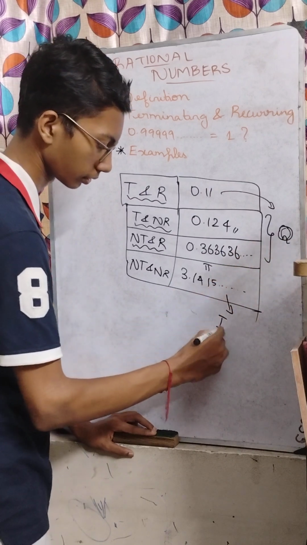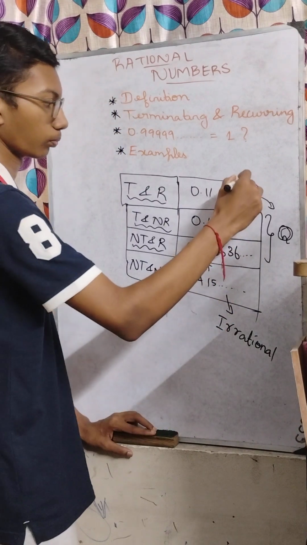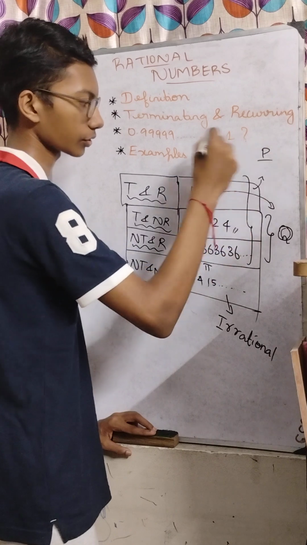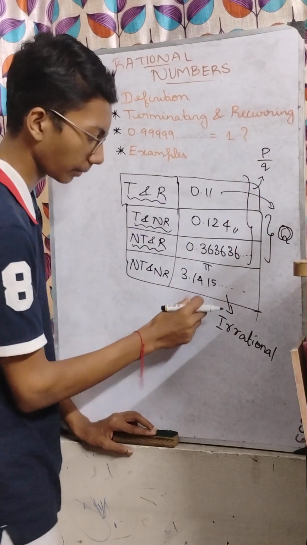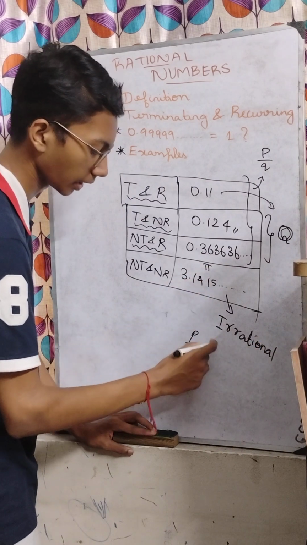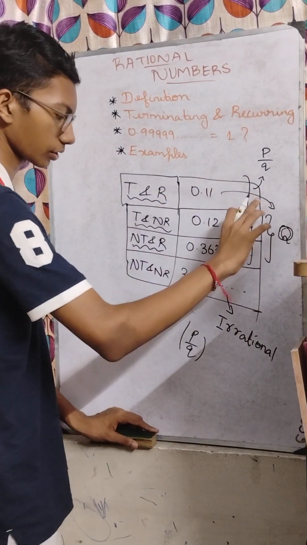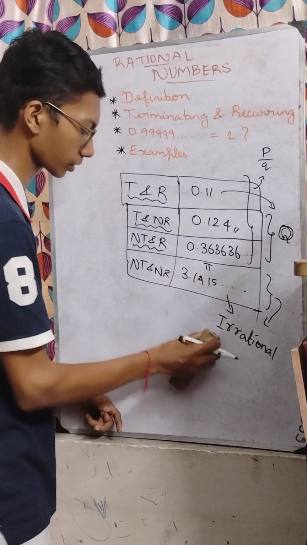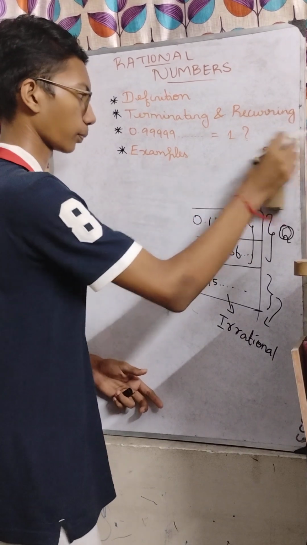But this is an irrational number, because all the three forms here can be represented, as we saw in the definition, in a P by Q form, where P and Q are integers. But here it is an irrational number because it cannot be represented in a P by Q form. So that is the reason all these three are rational numbers and this form here is an irrational number. So that is the thing with rational and irrational numbers. Now let's solve the interesting problem we have here.